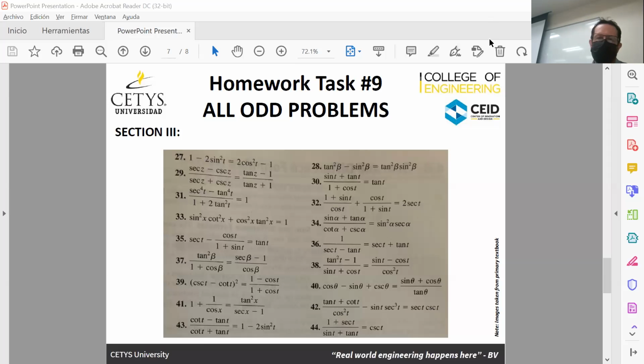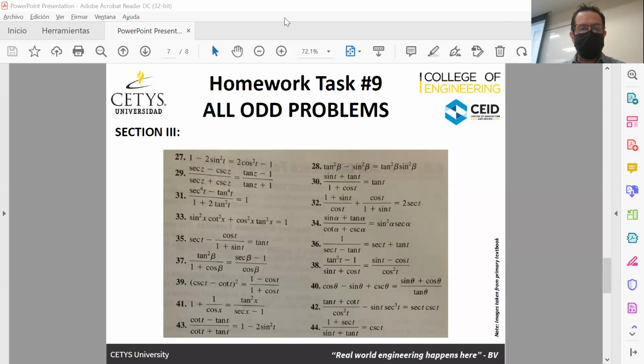Okay, so we're still working on the problems that have to do with identities. These are the even problems from homework task 9. We had done up until problem 26, and we're going to continue with problem 28.